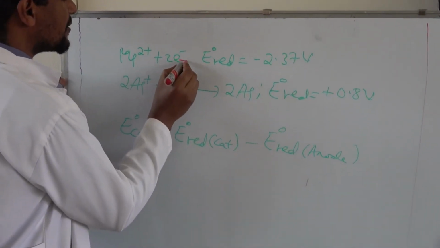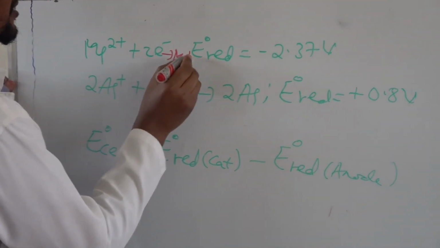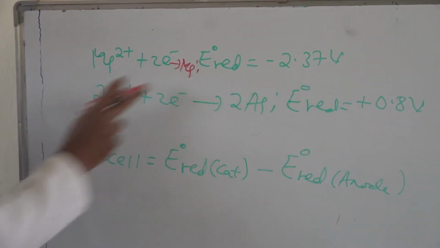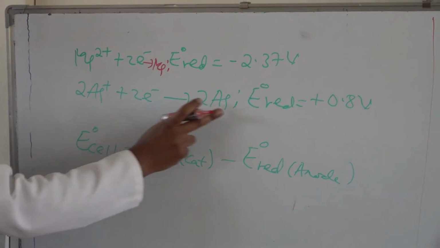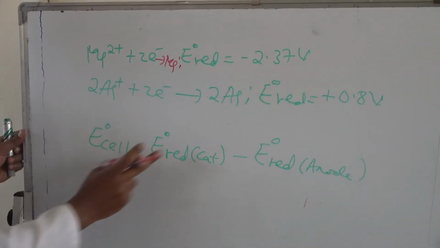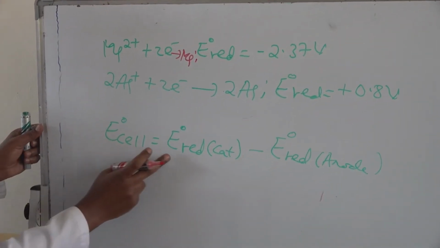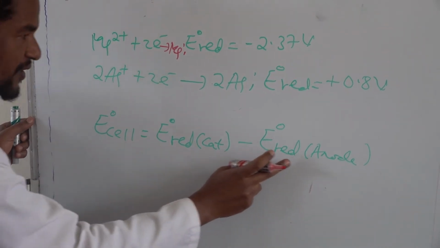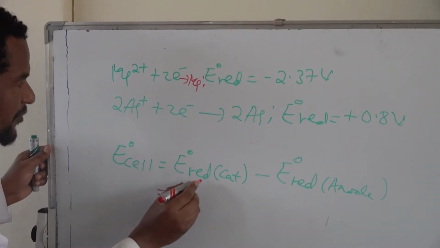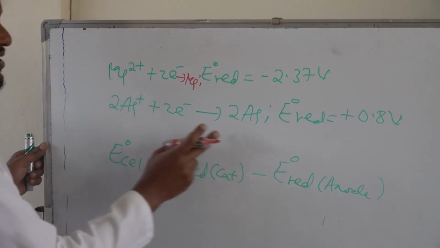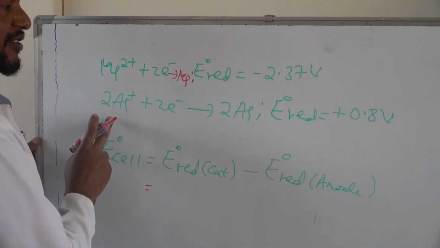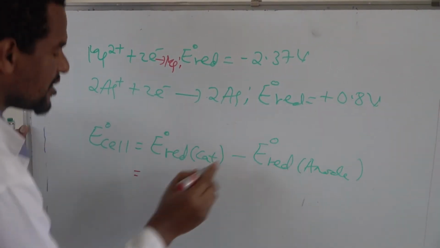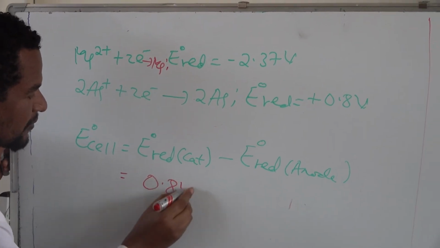In this case, how can you solve? Mg is given. It is reduction from plus 2 to 0. Already this one is reduction. The reduction values are given. But the formula is E of cell is equal to E of reduction at cathode minus E of reduction at anode. E of reduction at cathode, how much is it? We know that silver is cathode. Therefore, reduction is 0.8 volt.